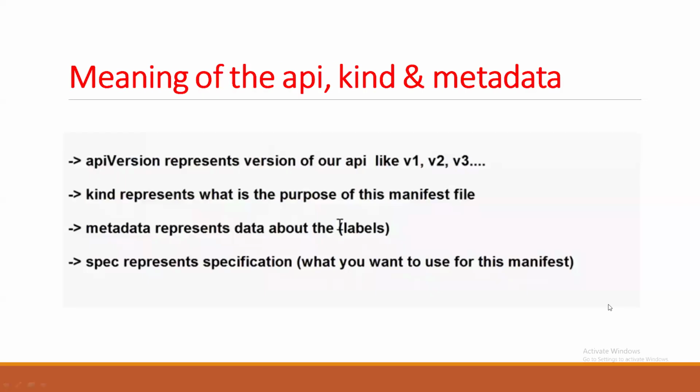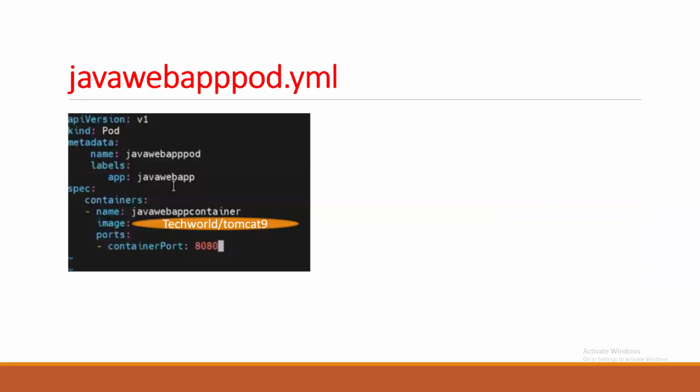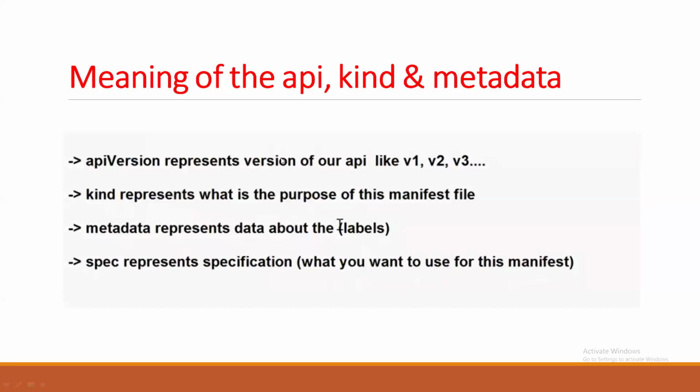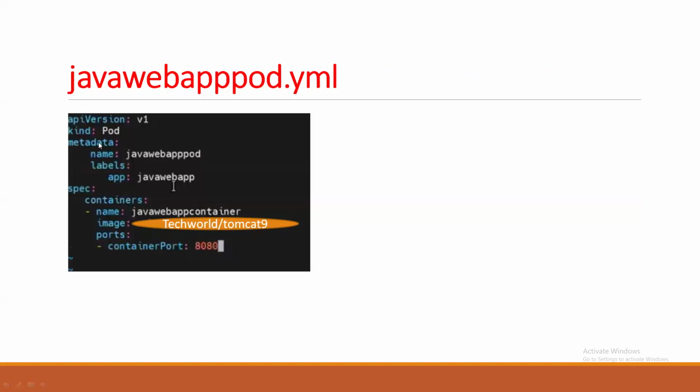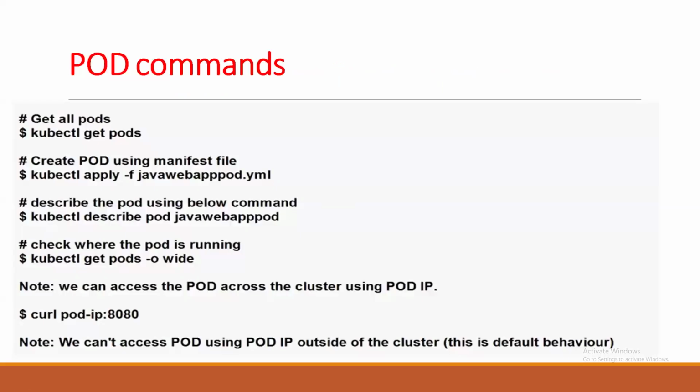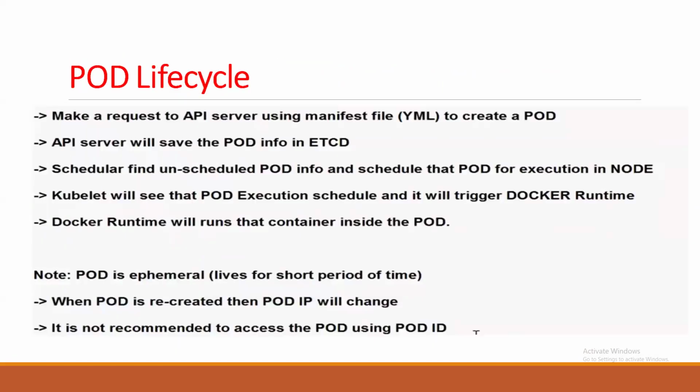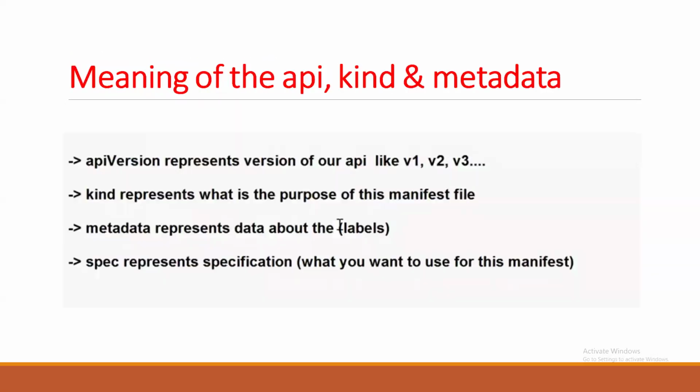So API version represents the version of our API, like V1, V2, V3. Kind represents the purpose of the manifest file. The manifest file represents creation of a pod, service, or a deployment. Guys, understood? Guys, mute yourself. So kind represents the purpose of the manifest file: to create the pod, the service, or the deployment.